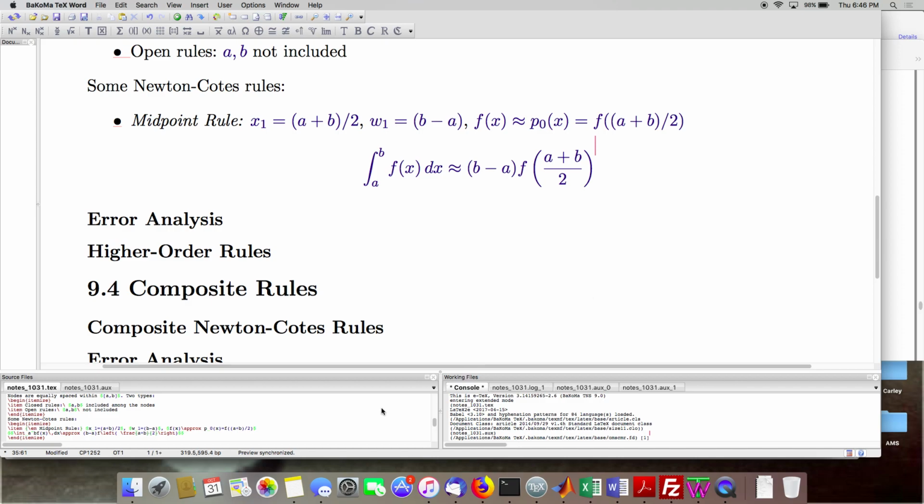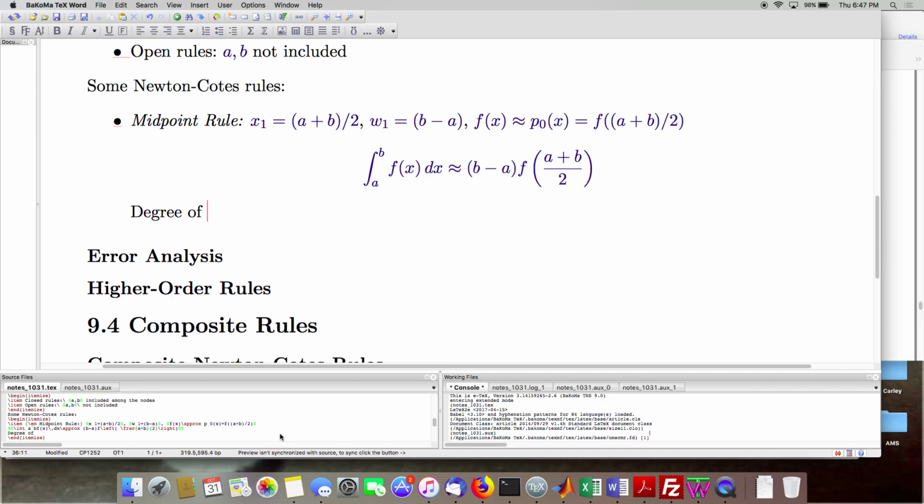Now, one thing that I mentioned last time, the degree of accuracy of a quadrature rule is the highest degree of polynomial that can be integrated exactly. So the degree of accuracy is 1. So any constant function or linear function can be integrated by this rule exactly.